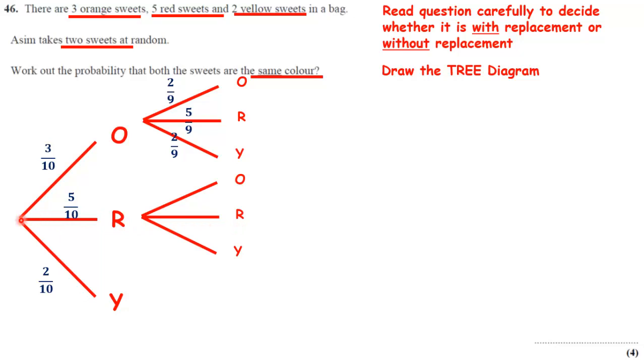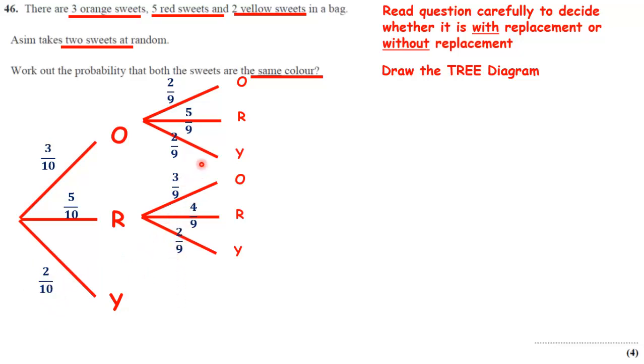So if I picked a red sweet in my first pick, there'll be 1 less, so there'll be 4. And remember, now there's 1 less altogether, so it'll be 4 over 9. If I did pick a red sweet the first time, there's still 3 orange sweets in there, so it'll be 3 out of 9, or 3 over 9. And there'll still be 2 yellow sweets in there, so it'll be 2 over 9.